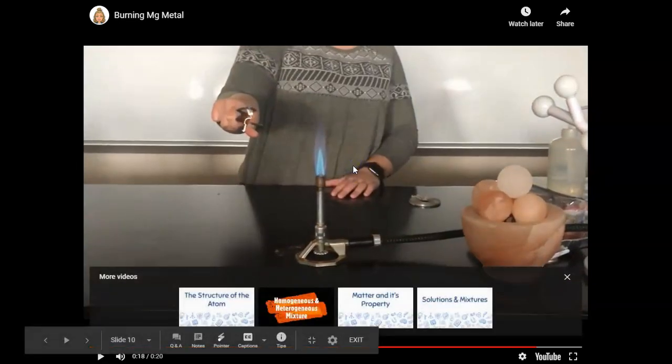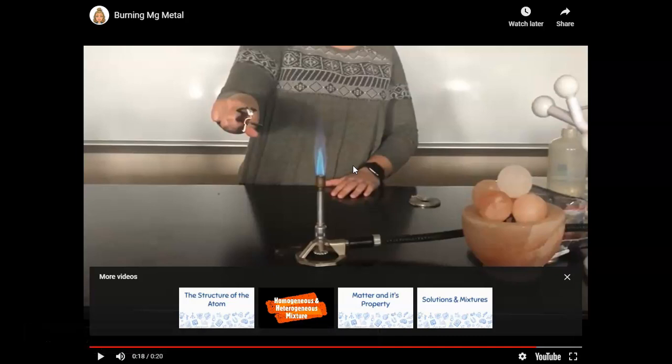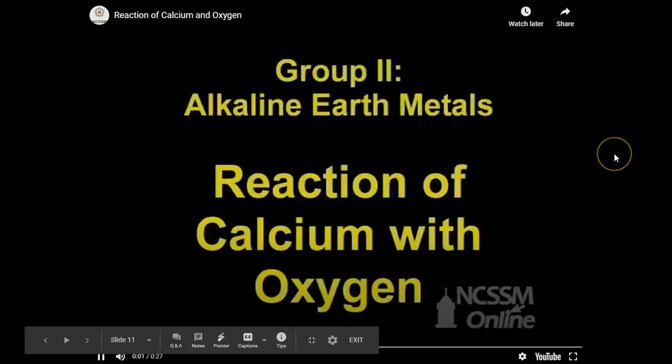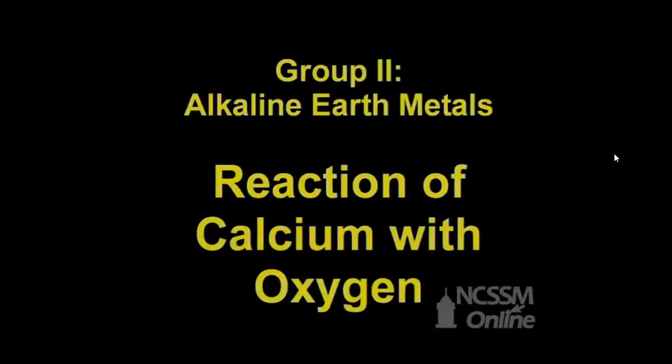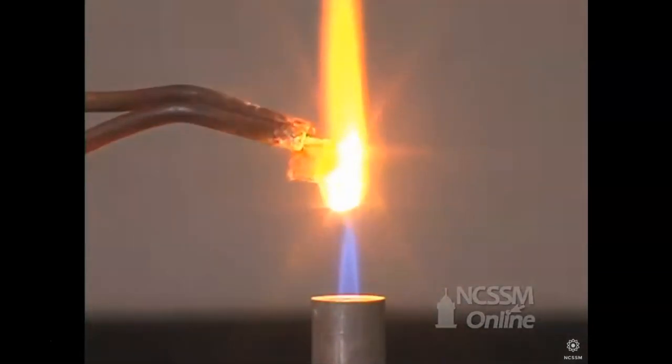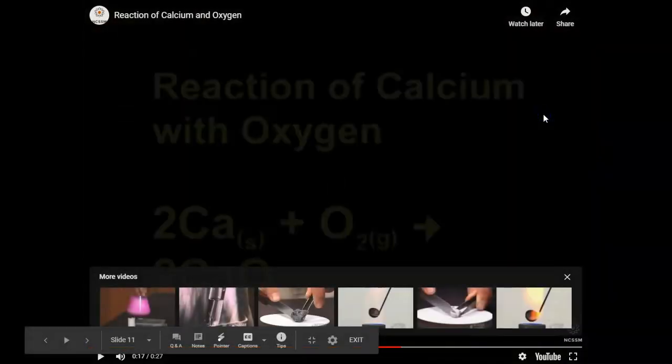As you can see, it was a bright, bright, bright flame. It's kind of like a flare when I lit up magnesium. So let's see what happens when you burn calcium, which is right under the magnesium, and it's still an alkaline earth metal. Calcium metal will also react rapidly with the oxygen in the air if it's heated. The calcium metal is flammable. As you can see, it does the same thing.